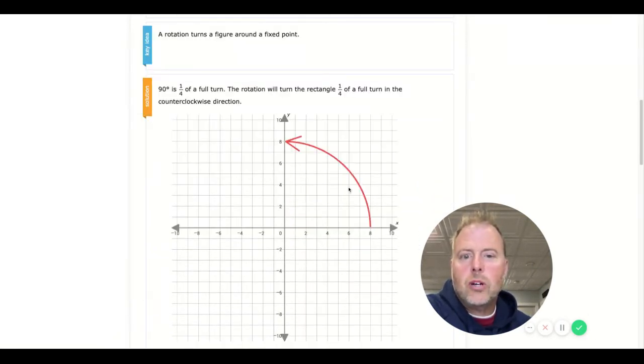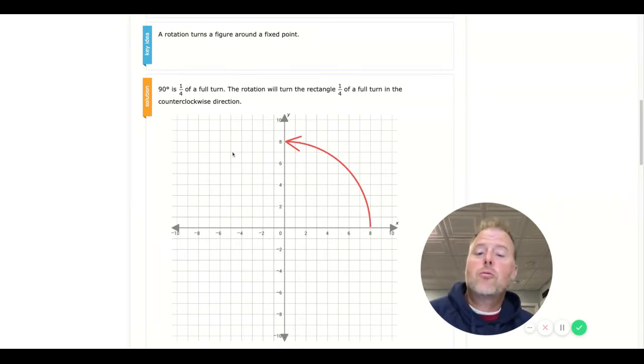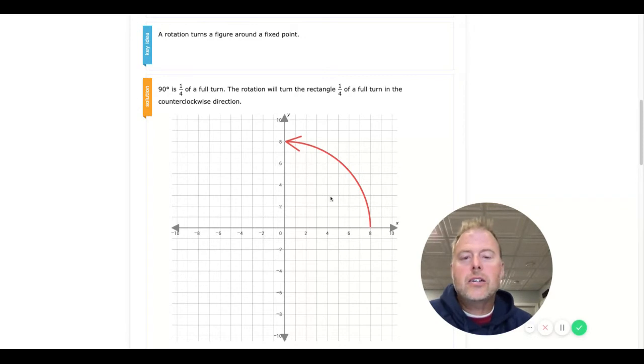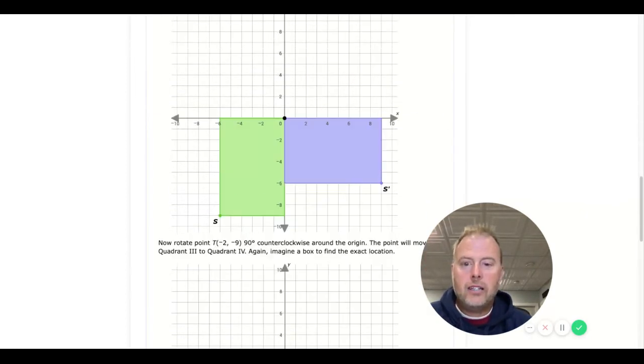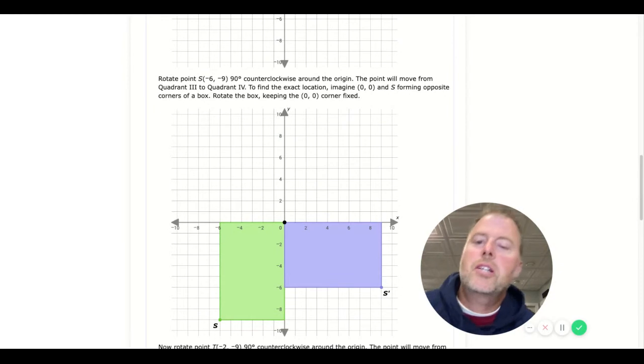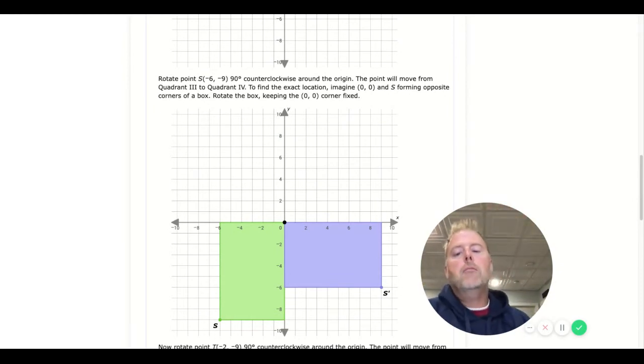Again, we're looking at a one. So 90 degrees is 1/4 of a turn. Notice that they are illustrating that here. Let's say a 180 degree turn would be all the way down here. So in this case, we're just going 90. What they did is they're explaining this by using boxes again. Where is S? S is down here at -6, -9.